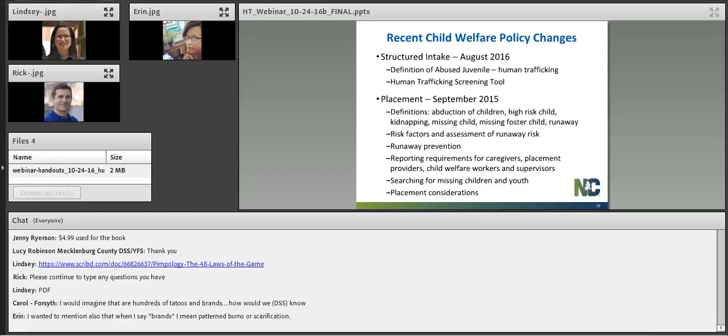What are some risk factors and how do you assess for runaway risk? And making sure that you are assessing and planning around that when you have young people or youth in foster care. Some measures around runaway prevention and what the reporting requirements are for caregivers, placement providers, and child welfare workers when a youth runs from foster care. And I'm going to talk specifically about what the reporting requirements are. So let me flip to that real quick.